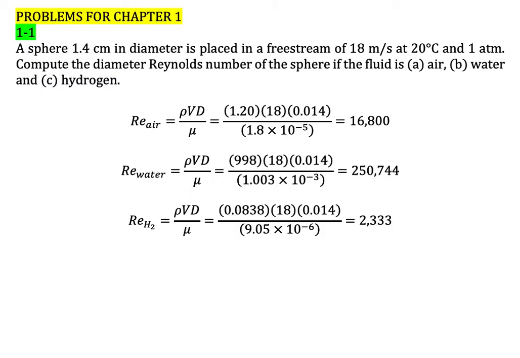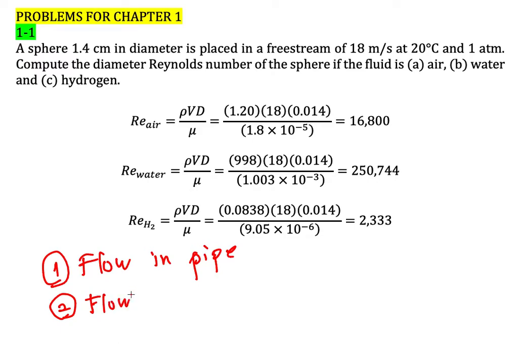Here again, I think you already know the equation for Reynolds number, rho Vd over mu. But as a master student, you must know that actually there are three conditions for Reynolds numbers. One is called flow in pipe. The second is flow around bluff body.